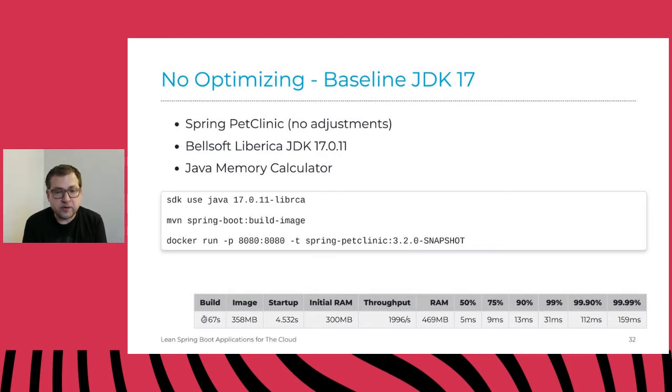Then you see the percentiles at the end of the table, which explain that 50% of the requests are within 5 milliseconds. 99% are within 31 milliseconds. And if you go even 2 decimals after the dot, then you're within 160 milliseconds, right? So that's quite good. It's really nice, these numbers, I would say. So we'll compare this to other optimizations.